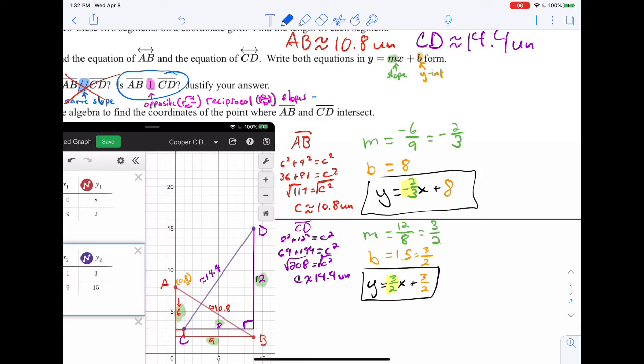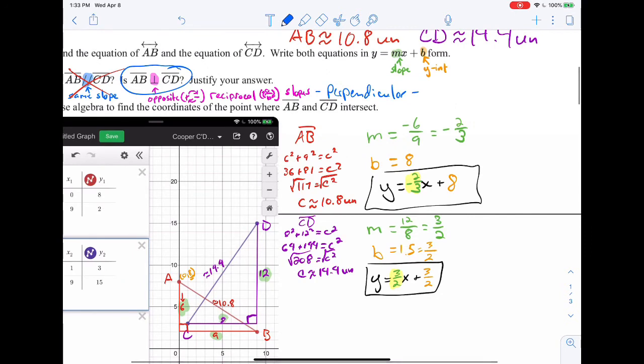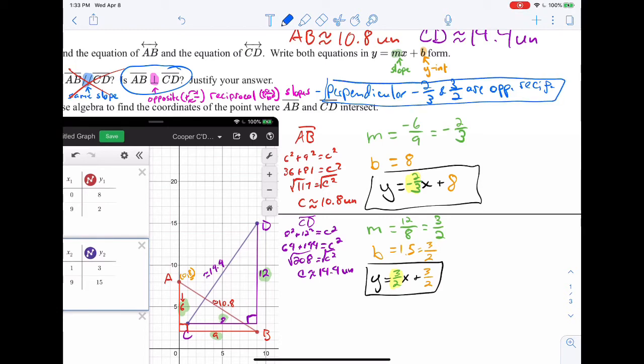So we will say perpendicular because negative 2/3 and 3 over 2 are opposite reciprocals. Excellent.